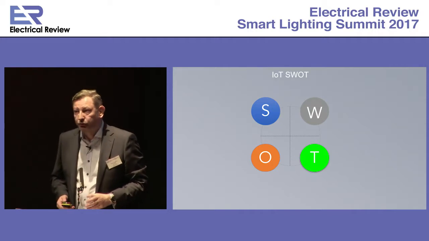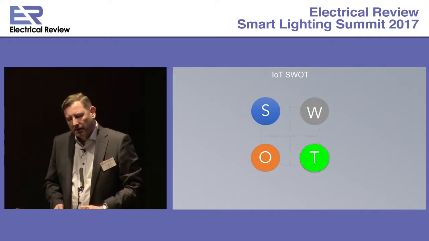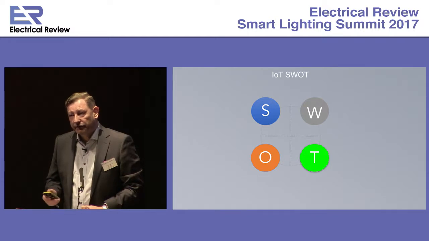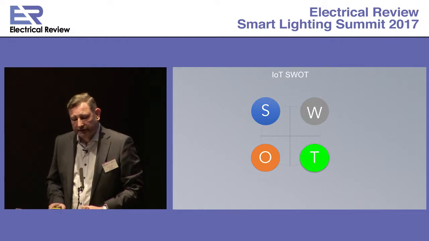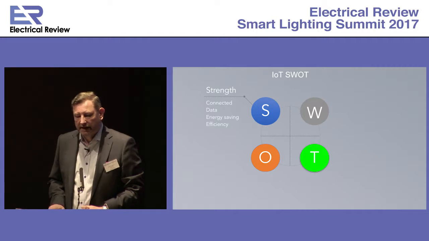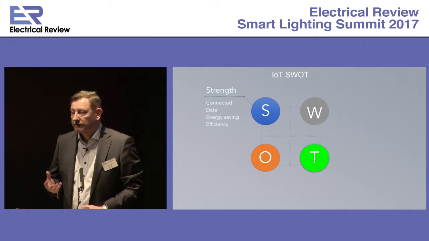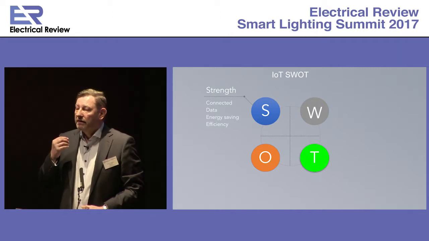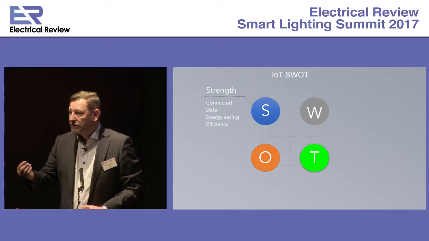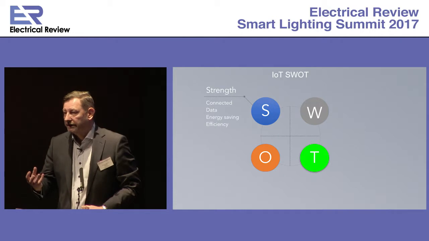So let's do a little IoT SWOT analysis, and this applies really to lighting control generally. We look at strengths and weaknesses. Okay, we're connected, we've got data, we've got energy savings, we've got efficiency gains. So we're able to obtain information within that space. We're able to link more than one device together, so I don't get redundancy in the systems. It means I have systems that turn off lighting, turn on lighting. It makes the space, if you like, more user-friendly.